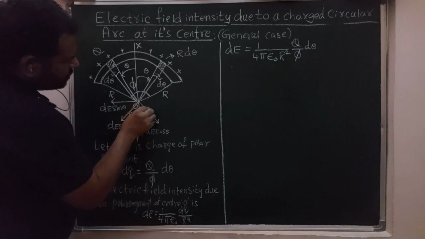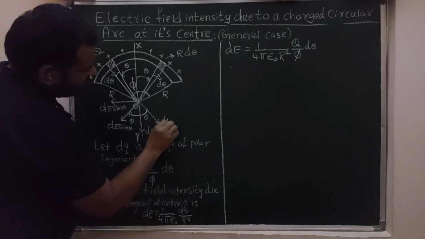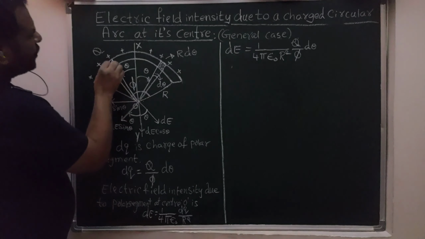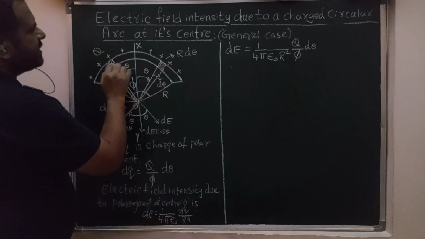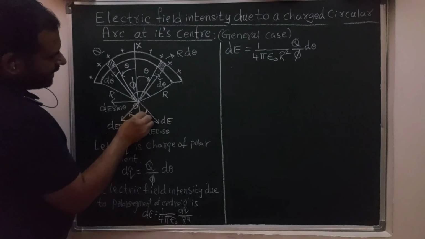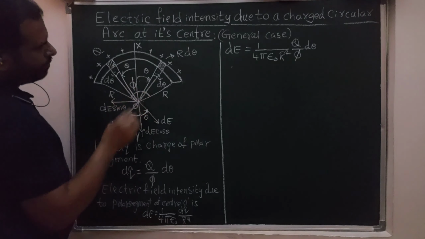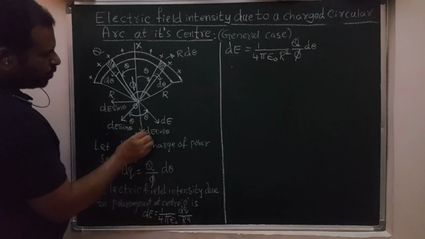Okay, so like this. It is also making an angle theta, and this is dE. This dE is due to this polar segment, which is the mirror image of this one. Again, it is also making an angle theta with the polar bisector, meaning the angular bisector. So this is also resolved into two components.